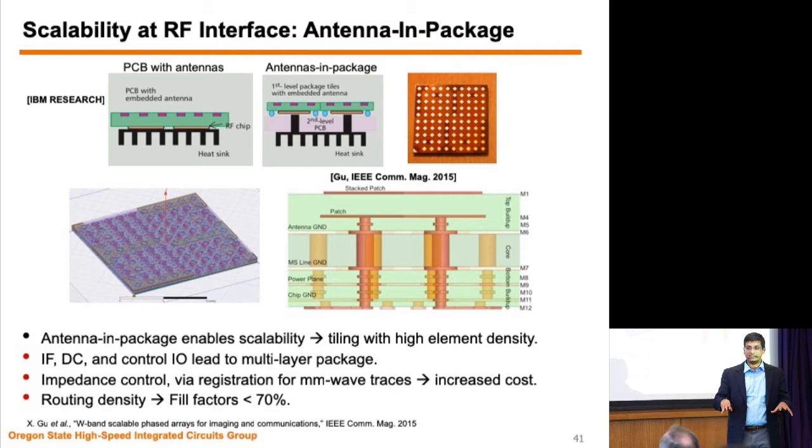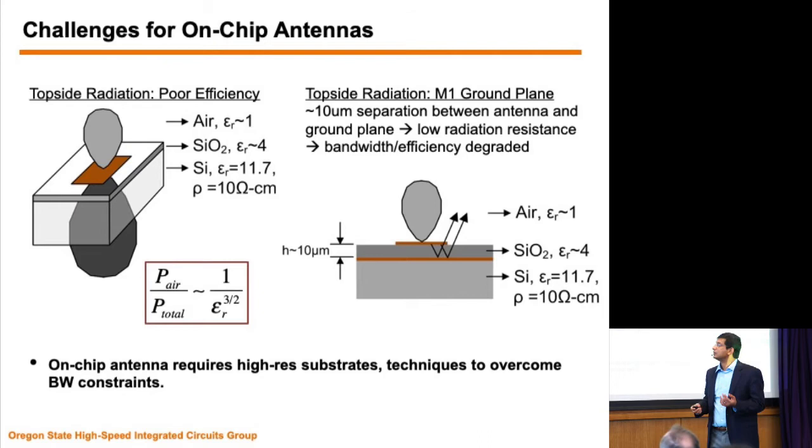So one way to solve this is, hey, can we eliminate the millimeter wave interface to the antennas? Why not put the antenna on chip, right? So this is a problem that people are working on. I saw just one in the probe station right here.